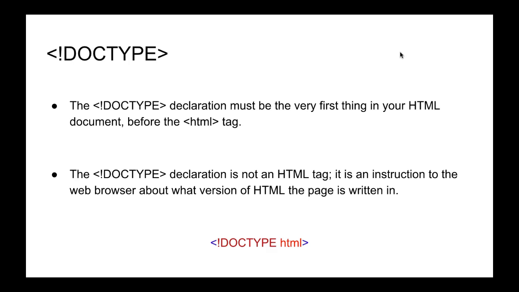Doctype. The doctype declaration must be the first thing in your HTML document before the HTML tag. The doctype declaration is not an HTML tag. It is an instruction to the web browser about what version of HTML the page is written in.